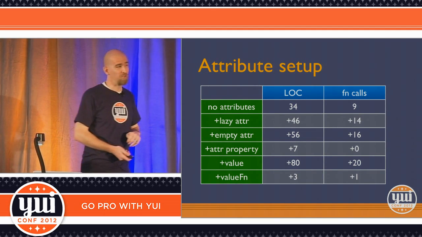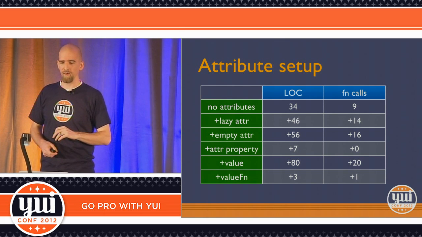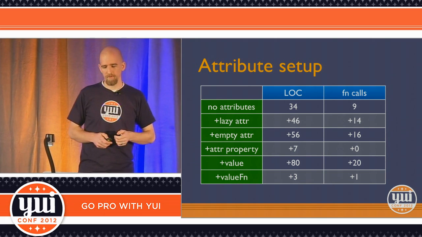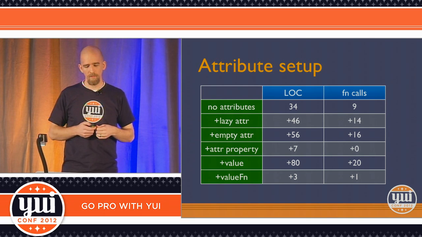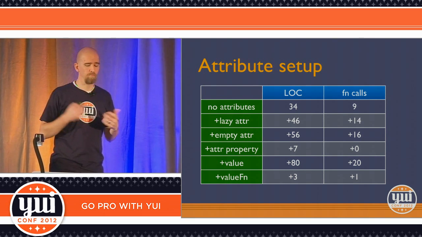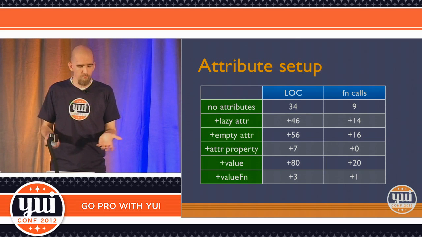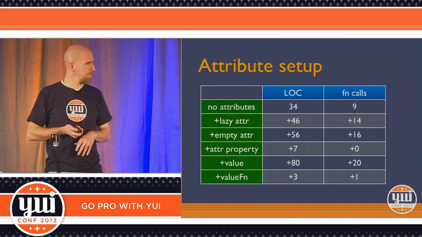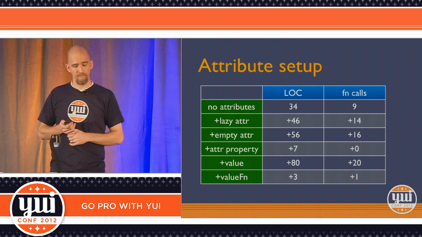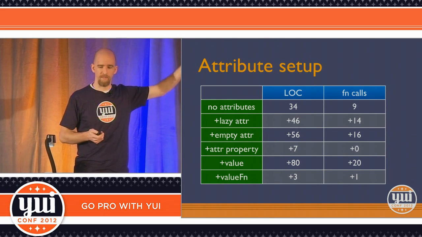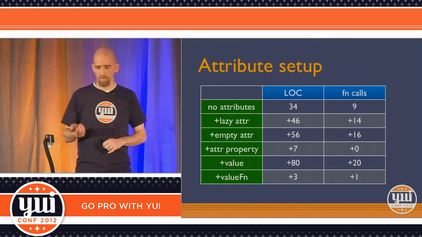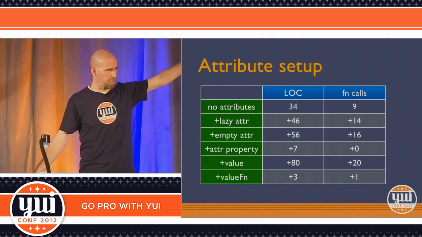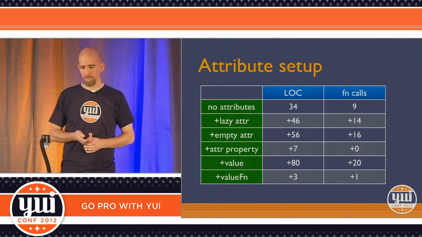So what does it cost? In terms of lines of code and number of function calls, if you have just an attribute core object, something just from attribute core with no events, then no attributes at all, it's pretty light, right? There's 34 lines of code for setup, 9 function calls. It doesn't cost much. Adding one lazy attribute is going to cost an extra 46 lines of code, so you can double that and triple that as you add more attributes on top, and more function calls. Still, the numbers in terms of function calls and lines of code are still relatively low, right, until you start adding lots and lots of things. They're not terribly big numbers.